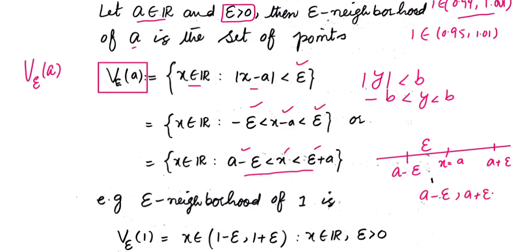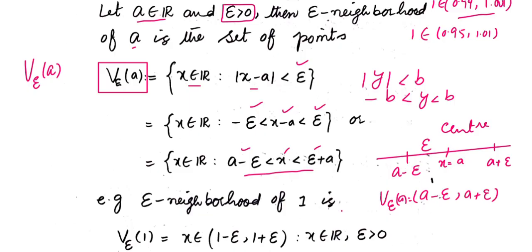So this open interval a minus epsilon to a plus epsilon is called the epsilon neighborhood of a. The point about which we are going to find the neighborhood, this point x is equal to a, is actually called the center of this neighborhood.